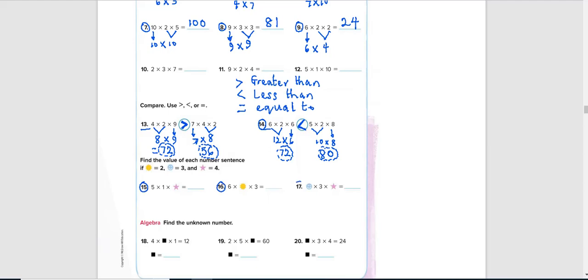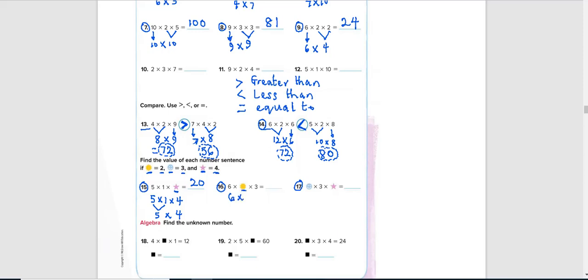Okay, look at this 15, 16, and 17. Quite simple. All you need to do is to know what each of these symbols stands for. This symbol stands for 4. The smiley face stands for 3. The yellow sun stands for 2. So 15 is 5 times 1 times the star symbol, which is 4. 5 times 1 is 5. I bring the 4 down. 5 times 4, 20.